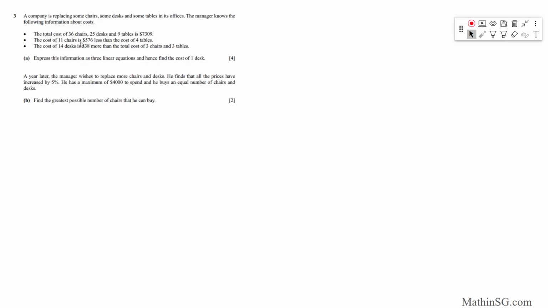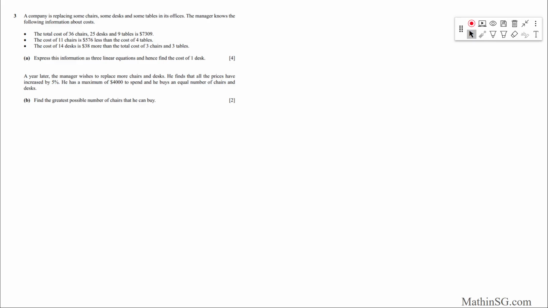The cost of 11 chairs is $576 less than the cost of 4 tables. The cost of 14 desks is $38 more than the total cost of 3 chairs and 3 tables. So express this information as 3 linear equations and hence find the cost of 1 desk.